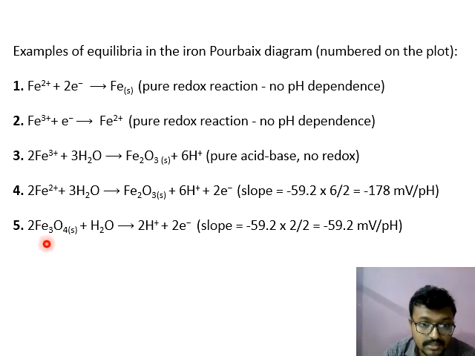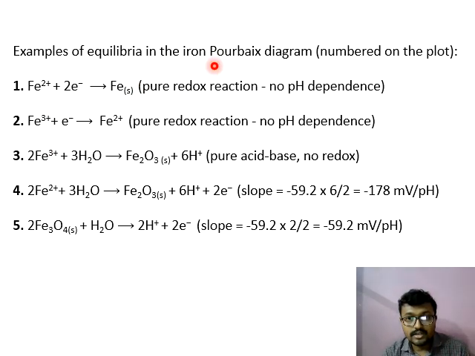One more reaction is present here, that is Fe3O4. Okay, this is another reaction. There will be Fe3O4 to H+. There will be another iron. Oh, by mistake it is not written. So in this reaction 5, it is also pH dependent as well as redox dependent. Okay, so in the Pourbaix diagram we have 5 reactions.